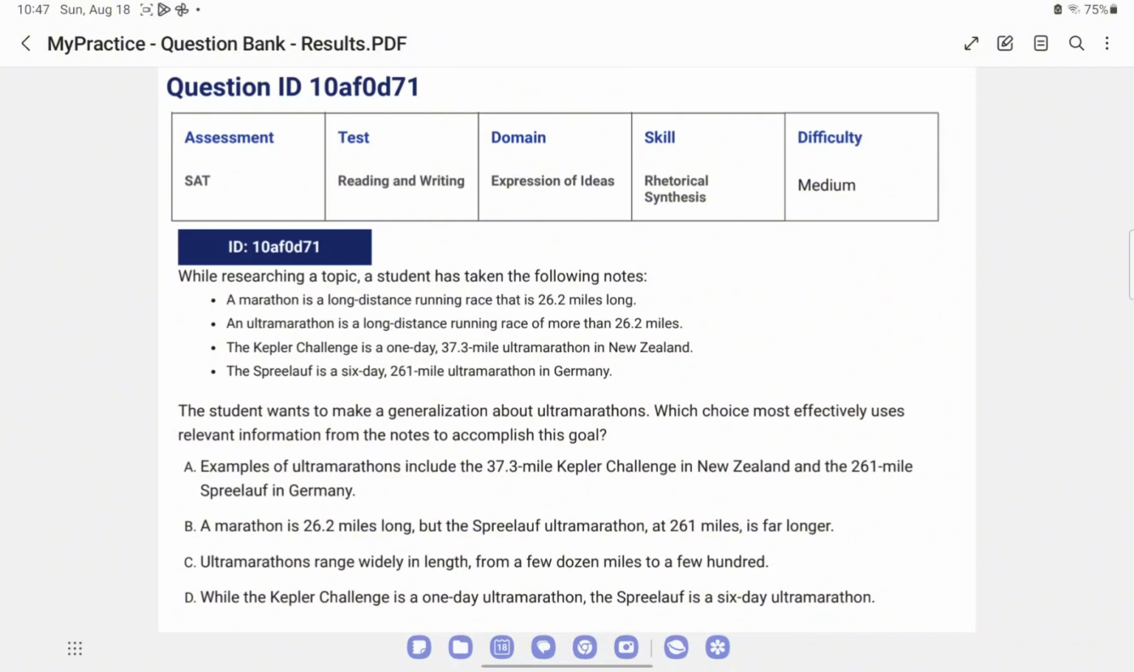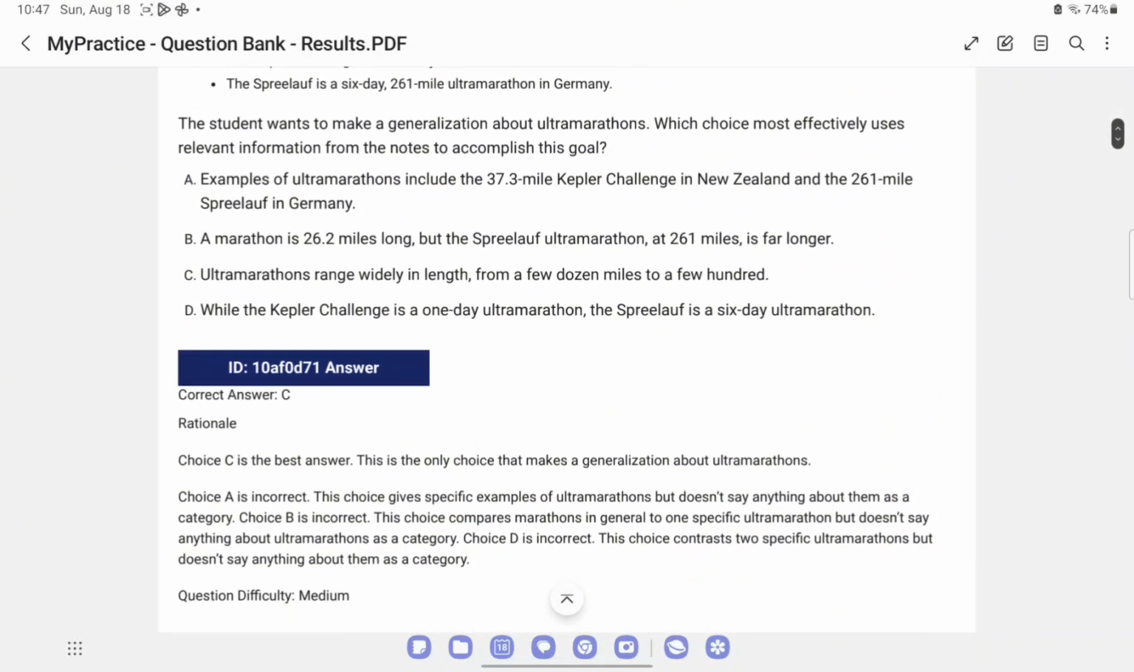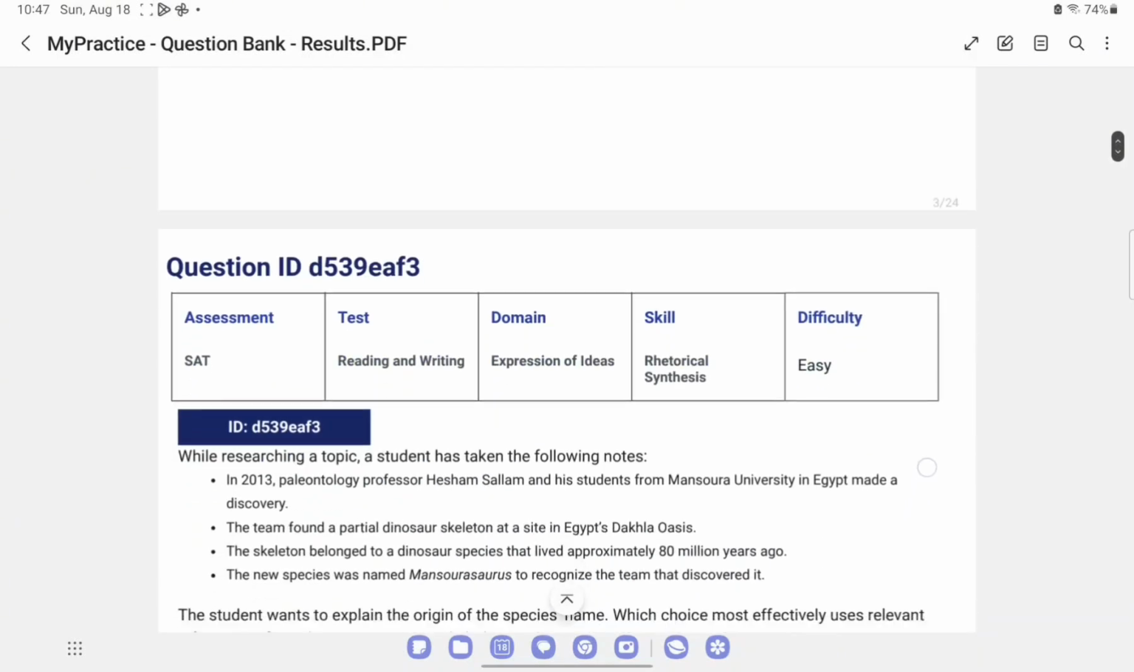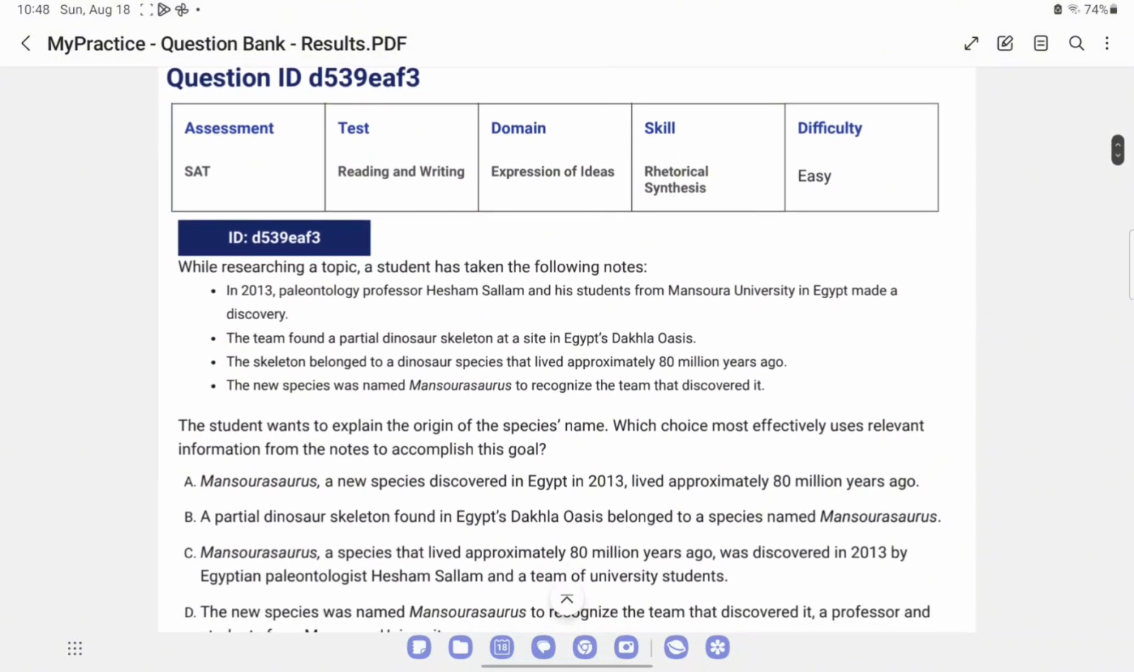I'm saying A is incorrect because it is a little too specific for me. It's talking about the actual length of the marathons and specific ones instead of generalizing. B is also just talking about one ultramarathon. C is talking about all ultramarathons. And then D is comparing two different ultramarathons. So I'm gonna go with C. C is the only one that makes a generalization, right? All right. Next question. This is taking a lot longer than I thought it would, but I hope it's worth it and this is useful.